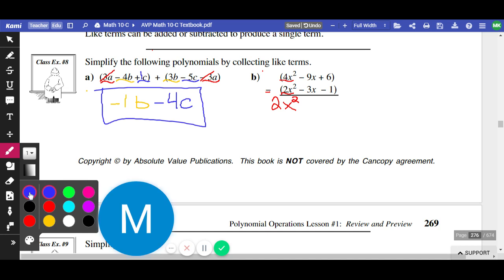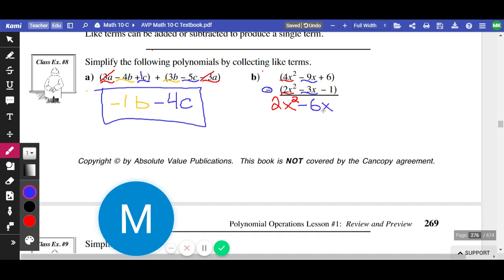Then you're going to move on to the next one. You have negative 9x minus negative 3x. If you're unsure on your negatives, use your calculator to do that question. Don't put the letter x into your calculator. Just do the coefficients. So go negative 9 minus negative 3. And your calculator would tell you that gives you negative 6. And you would still have x, because that represents the number of things you have, or the thing that you have.